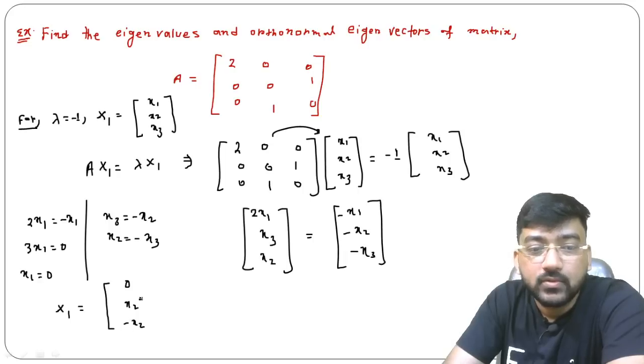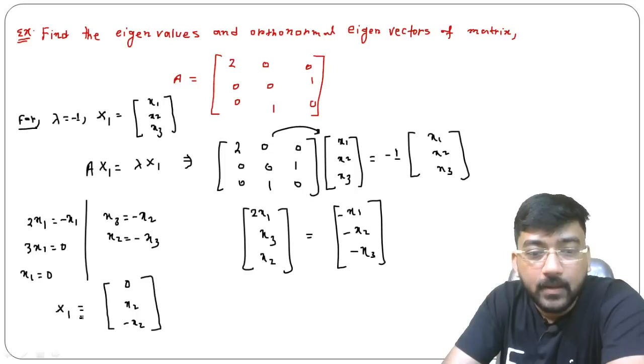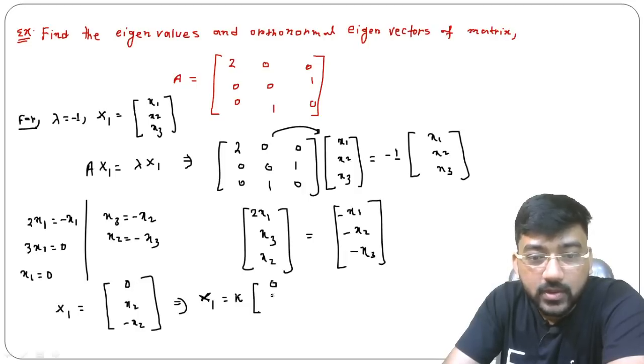And if you want to write it in this way, you can write it this way also. If you take a proportionality constant, we like to write it directly: X1 is equal to k times the vector (0, 1, minus 1), where instead of x2 you write 1, and instead of minus x2 you write minus 1.